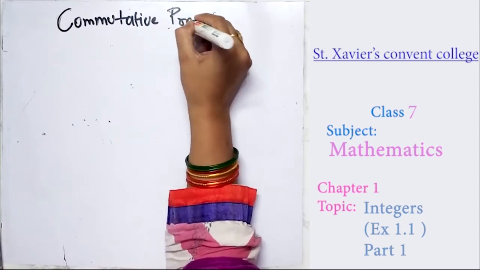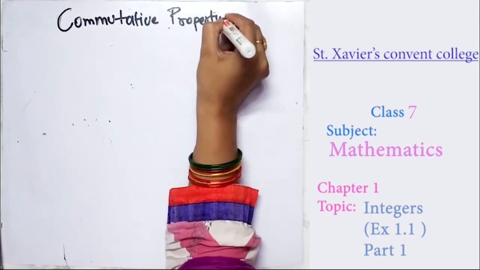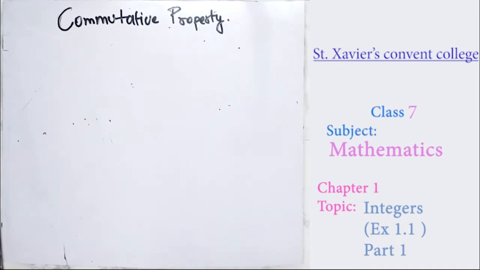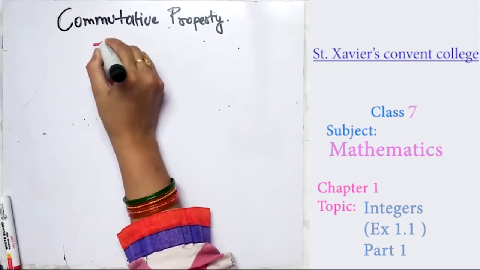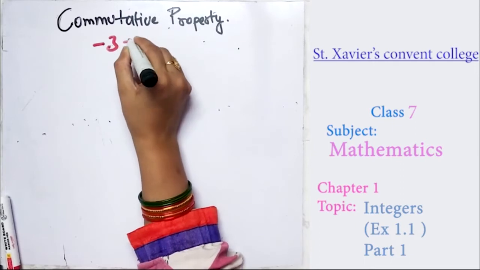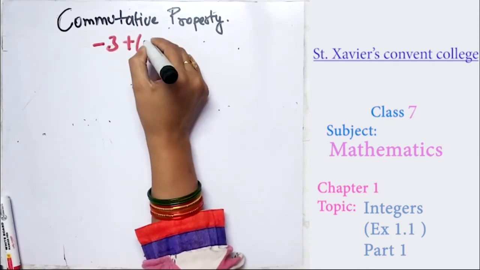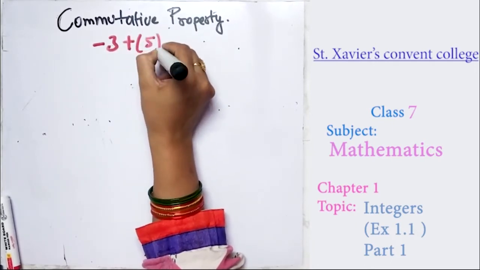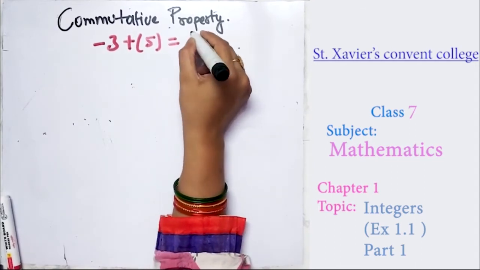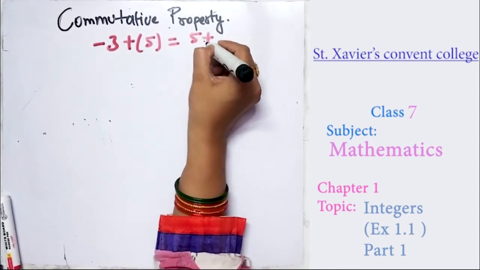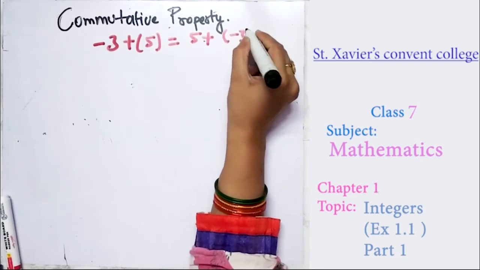Commutative property. The commutative property holds with the relation that whenever you add two integers, again you will get the other two integers. For an example, I have given minus 3 plus 5, which is equal to 5 plus minus 3.